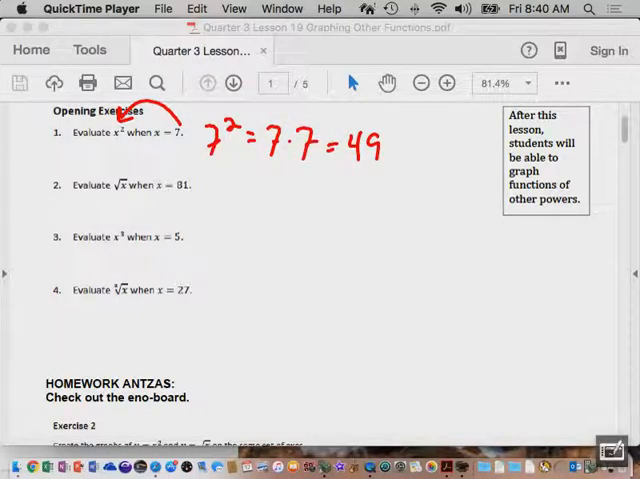Okay. Evaluate the square root of x when x is 81. 9. What do we get there? 9, everybody, right? Because this is the square root of 81, which is 9. I have a question. What would this be? Negative 9. Negative 9. We all agree?